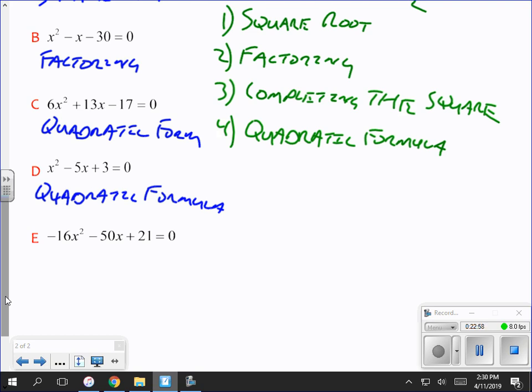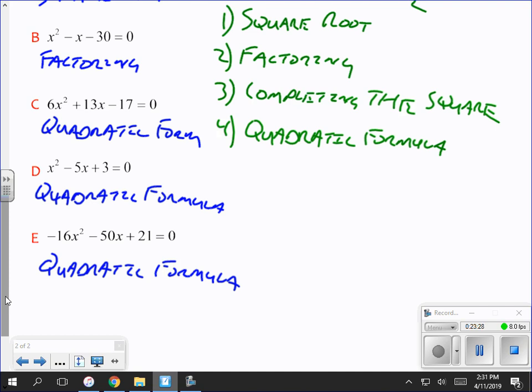The next one's nasty. I would try factoring first, but factoring is not going to be easy with this one. So this would also probably be a quadratic formula. Although, to be honest, the quadratic formula is going to be nasty looking too because of the big numbers you're squaring and multiplying.